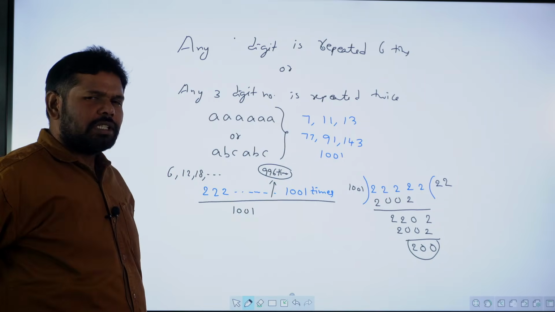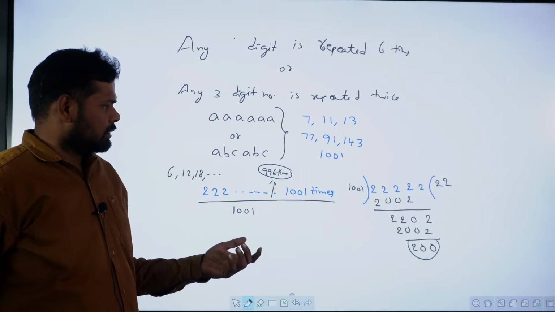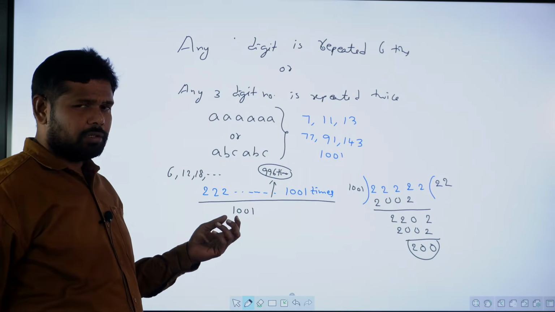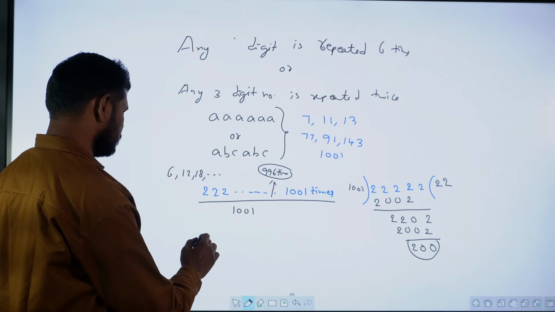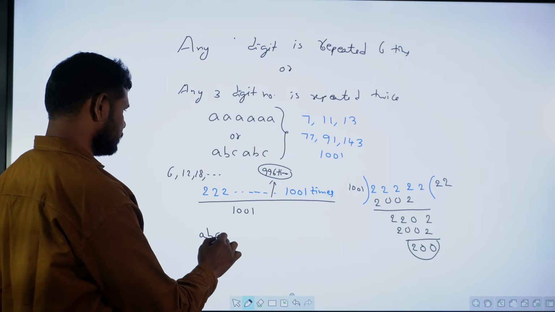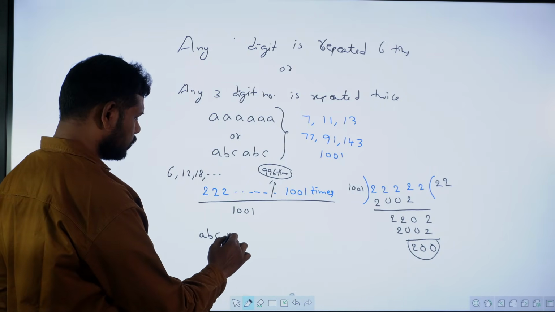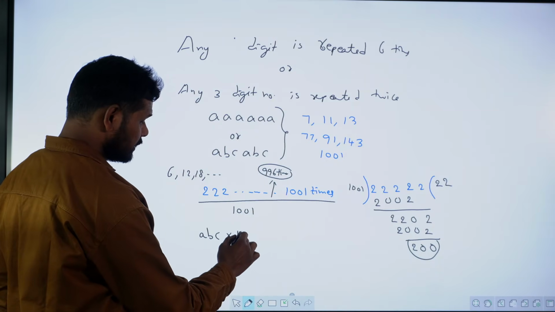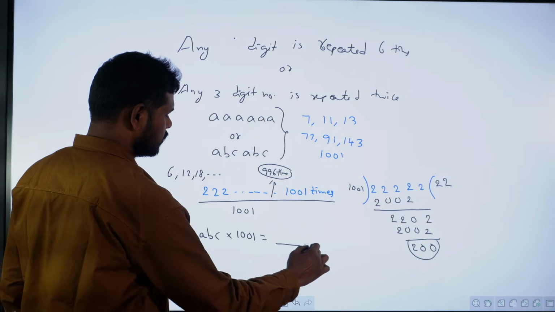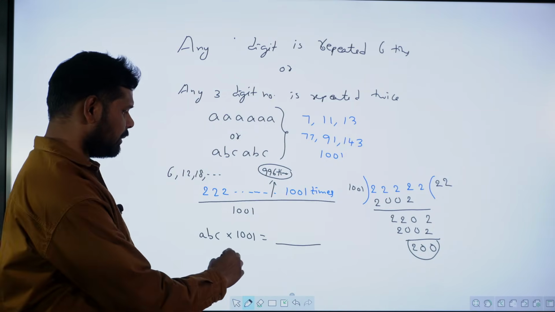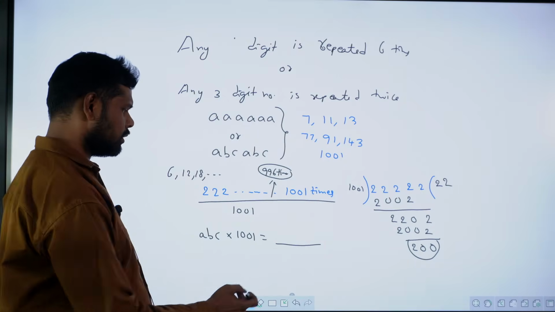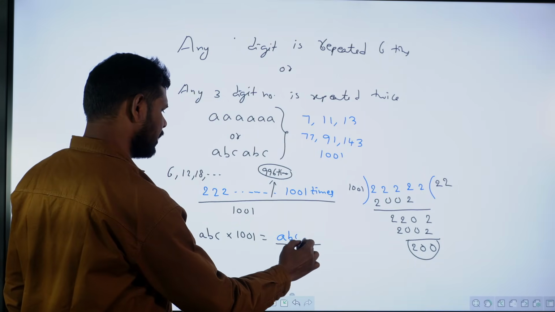So questions can be framed in different manners. Not only like this. Some ABC into 1001 gives the resultant ABC, ABC. We know that. So questions may be framed like that.